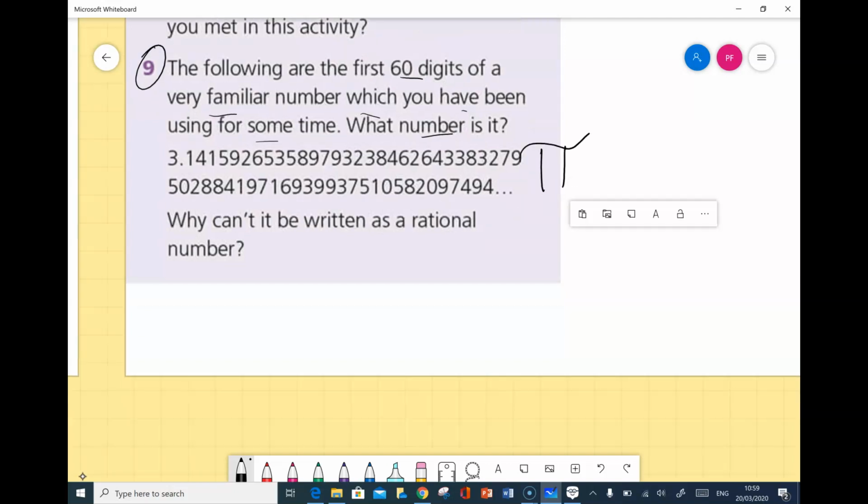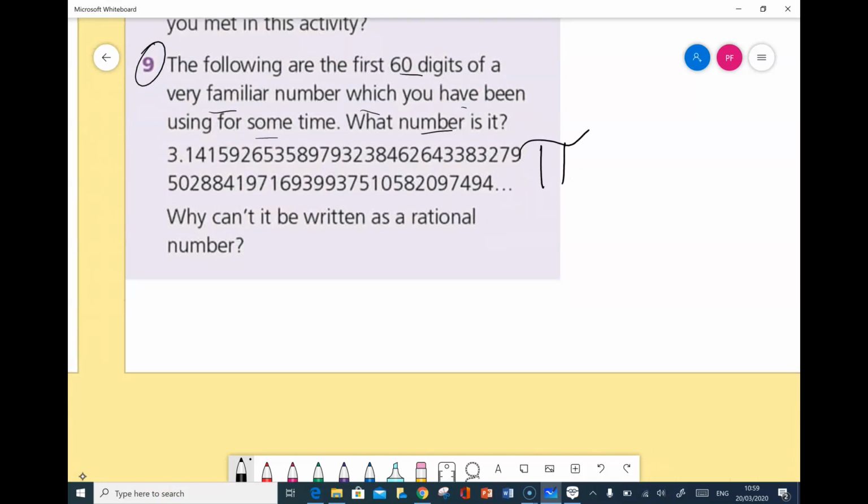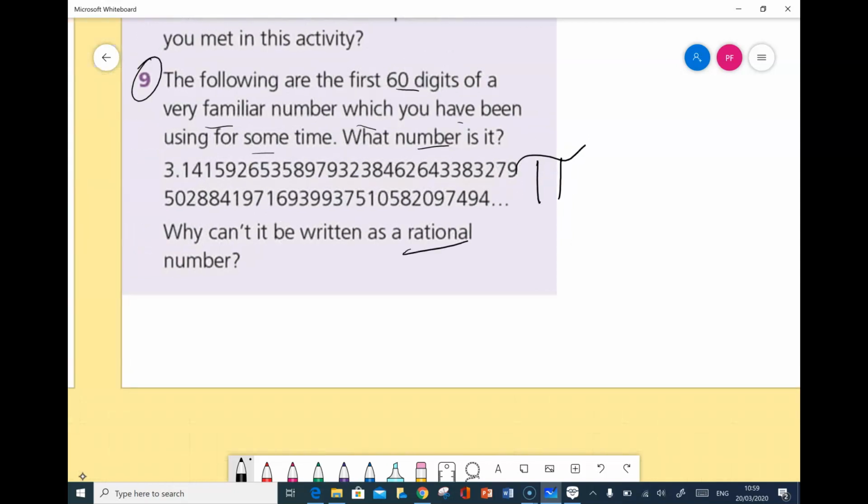Okay. Now, why can't it be written as a rational number? They're asking, why can't it be written as a fraction? And it can't be written as a fraction. Sometimes we do see it written as 22/7, but that's not actually pi.